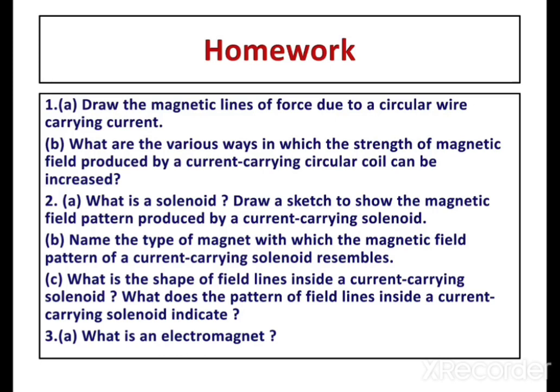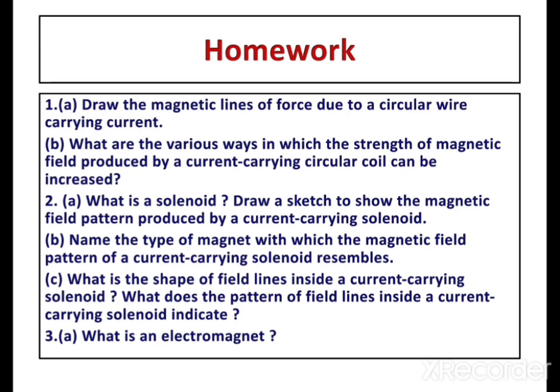The homework questions. The first question: draw the magnetic field lines of force due to a circular wire carrying current. In B question, what are the various ways in which the strength of the magnetic field produced by a current carrying circular coil can be increased? In second question A, what is a solenoid? Draw a sketch to show the magnetic field pattern produced by a current carrying solenoid.